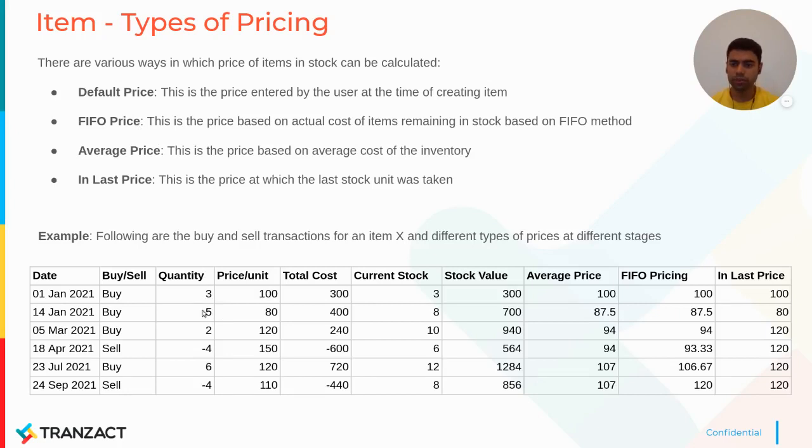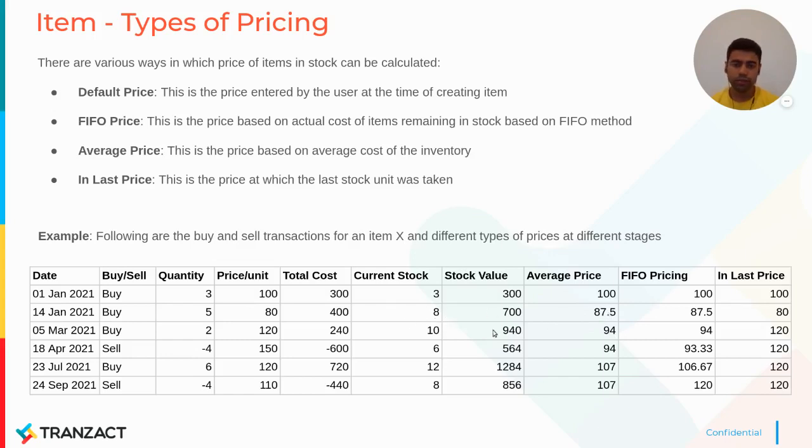Now, the pricing based on this FIFO method is that, first of all, on 1st Jan, the stock value is 300 rupees because you bought 3 items at 100 per unit. Then on 14th Jan, you bought 5 at 80 rupees. So the total cost is 5 into 80, which is 400. The earlier was 300, so the total is 700. Then dividing it by the total quantity in stock, that is 8, it's 87.5.